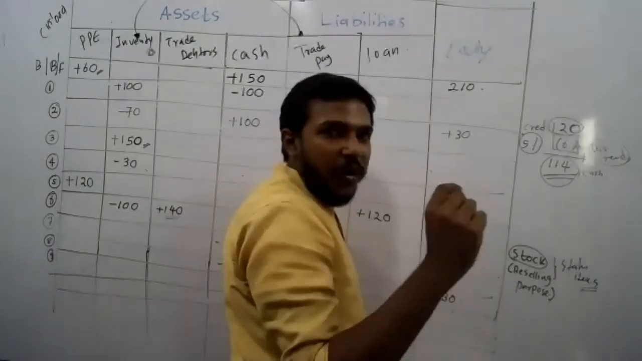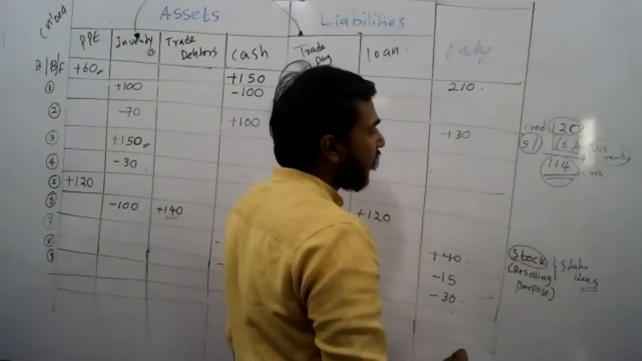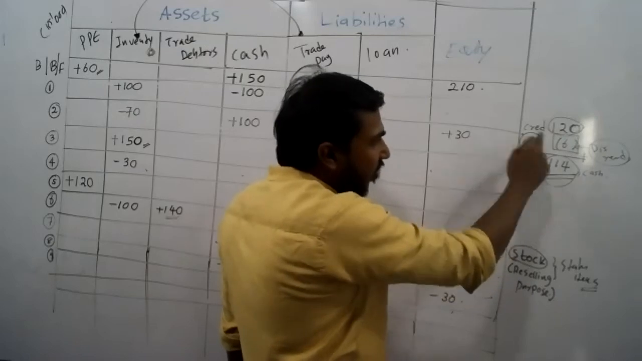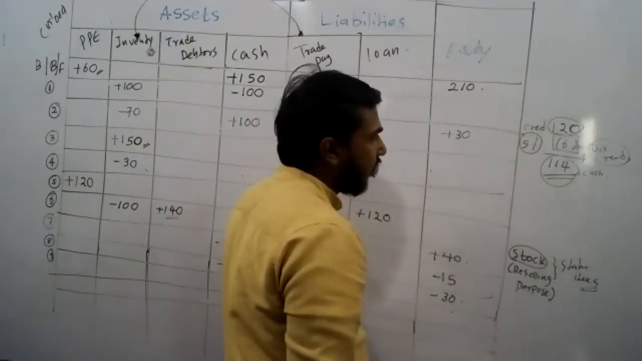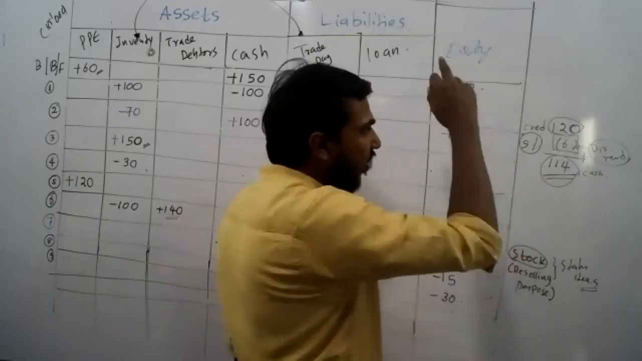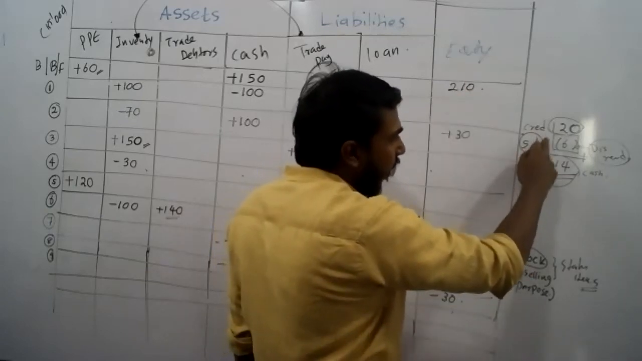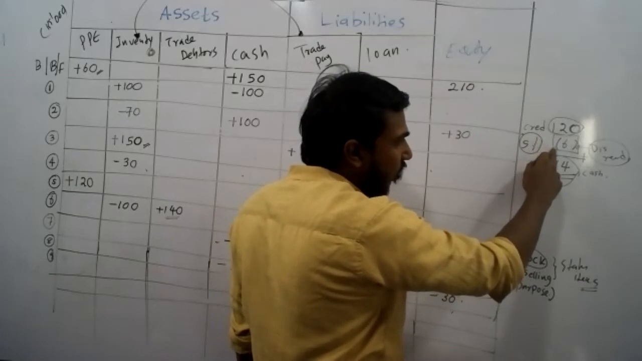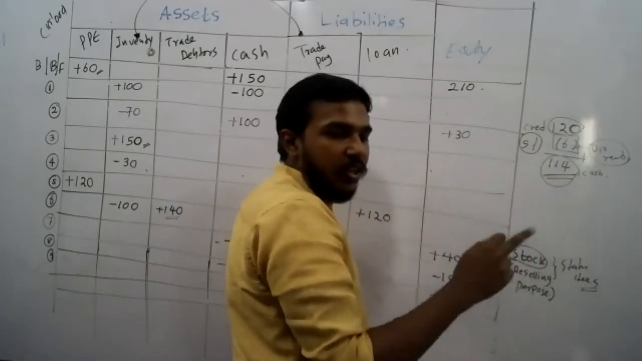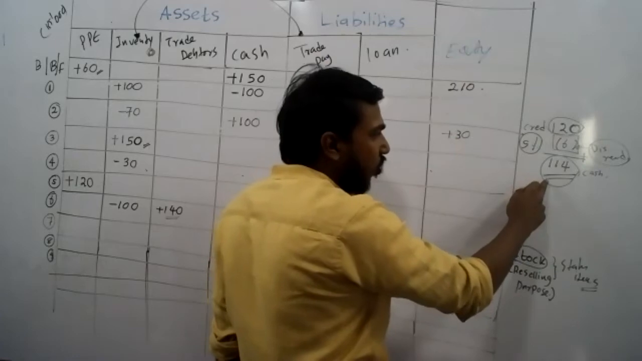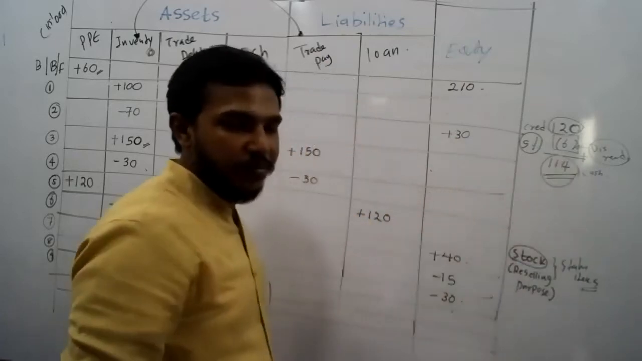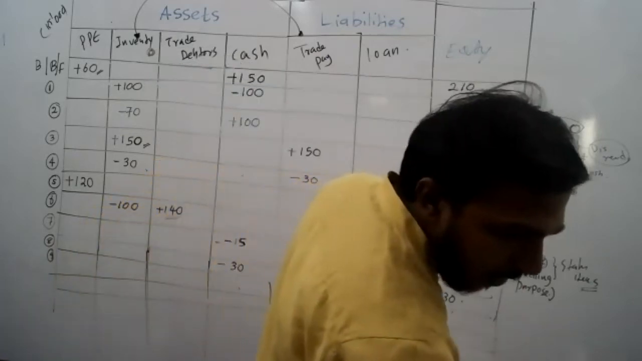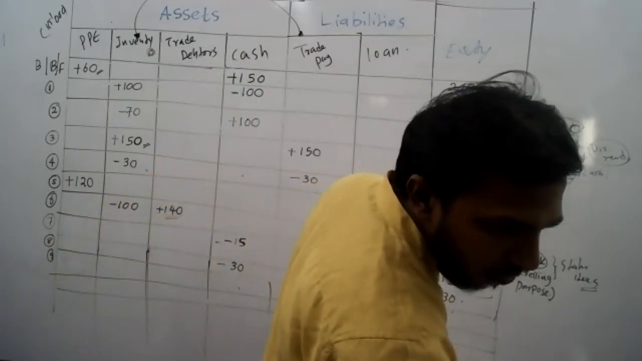Out of this 120 trade payables balance, there will be a 5% discount. 120 into 5% means the discount is 6. Then you're supposed to pay how much? You're supposed to pay cash of only 114. Is that part clear? You're supposed to pay just 114.